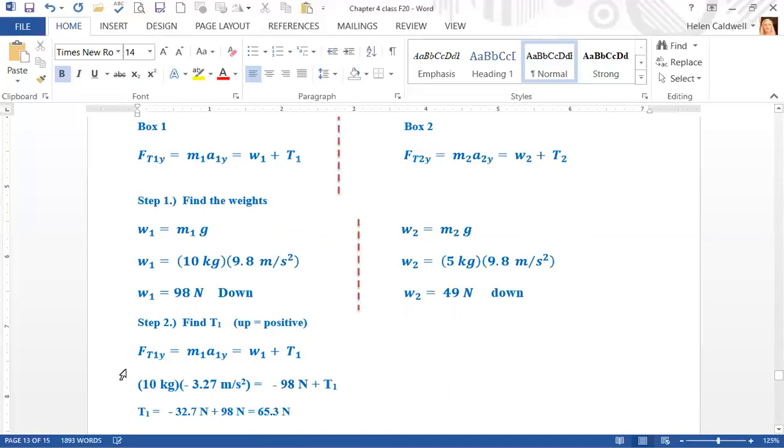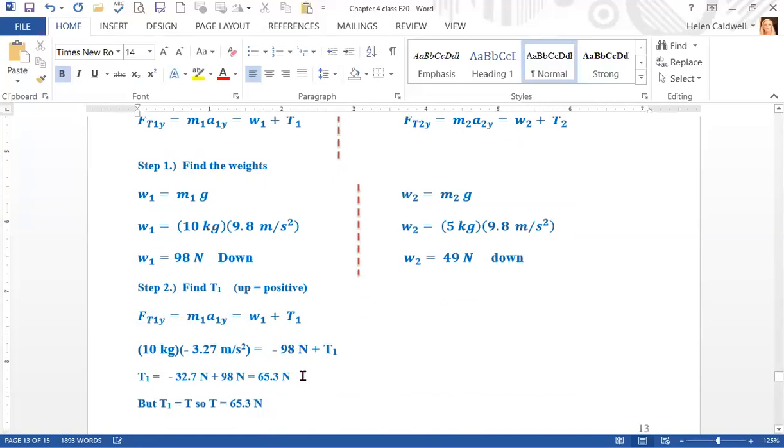Why did I do that? Because I said up is positive, and if up is positive and the box is moving down, it's going to have a negative acceleration. So negative 3.27 meters per second squared equals weight. The weight went down, so that's negative 98 newtons, and T1 we do not know. So 10 times 3.27 is 32.7, but it's negative, so negative 32.7. We have to add 98 to both sides, and when you do that, the math is 65.3 newtons.